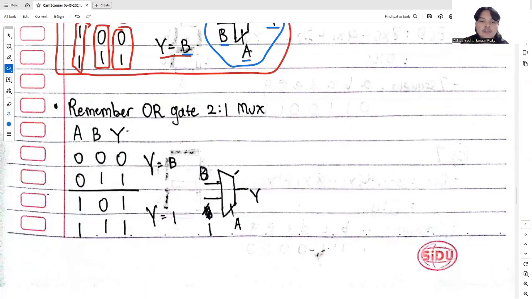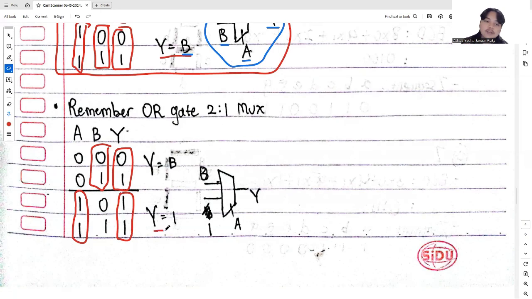Now, move on to the OR gate. I'm using A as the selector, and when A is 0, the Y output is equal to B. And when A is 1, the Y output is 1. So I can write both like this.